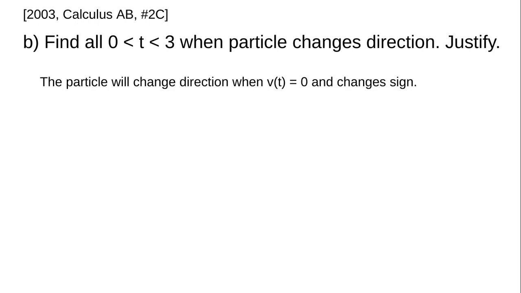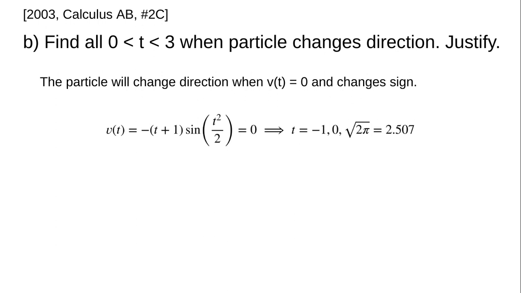The particle will change direction whenever v of t equals 0 and also changes sign. That's an important distinction. V of t could be 0 and not change sign, but then the particle doesn't change direction. In order to change direction, it must also change sign.